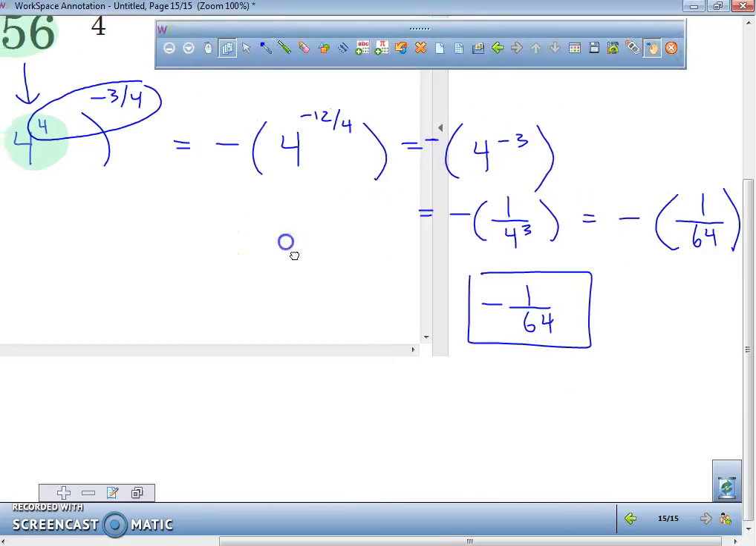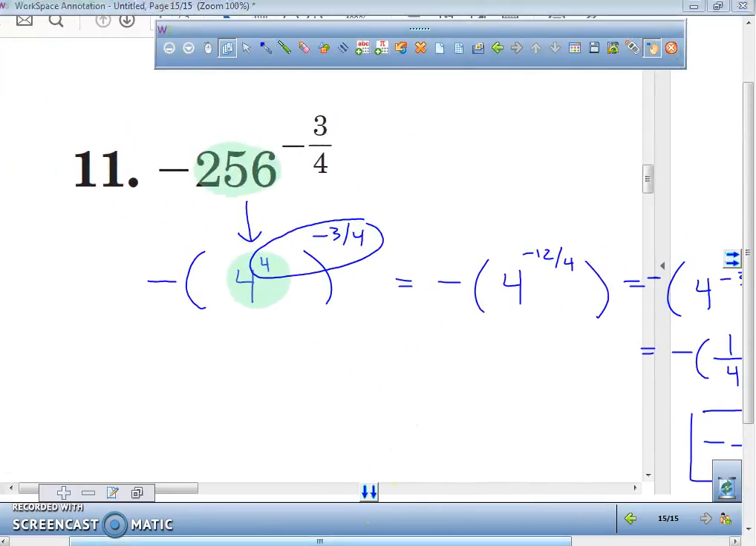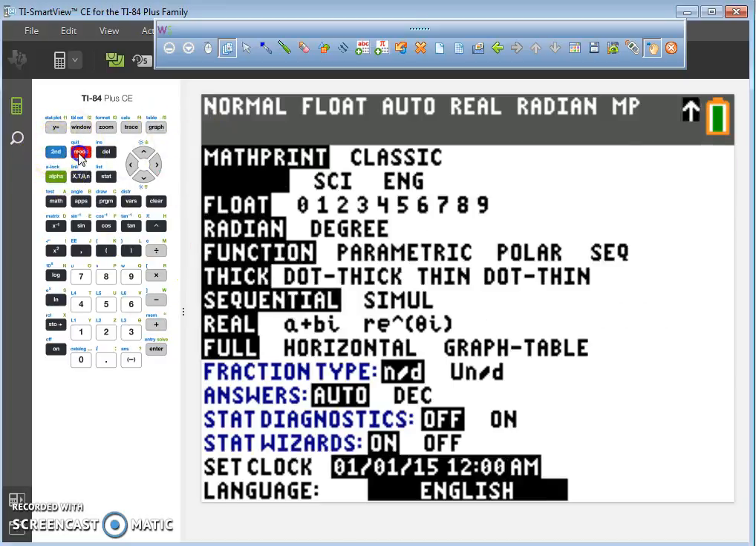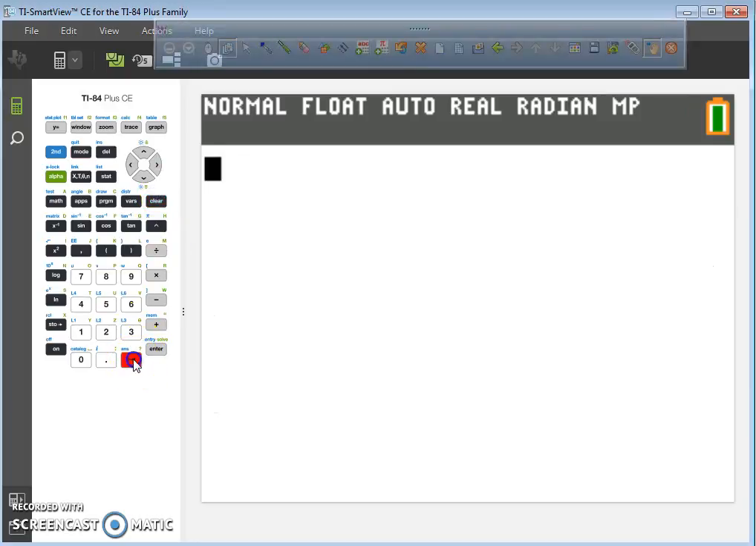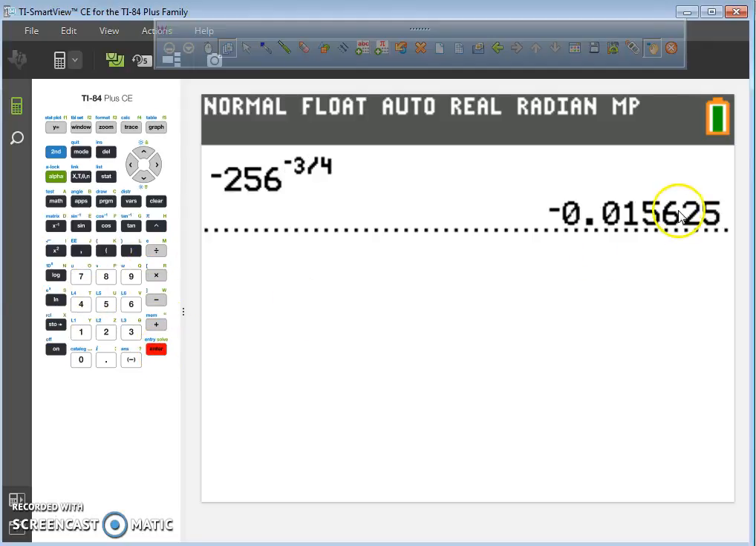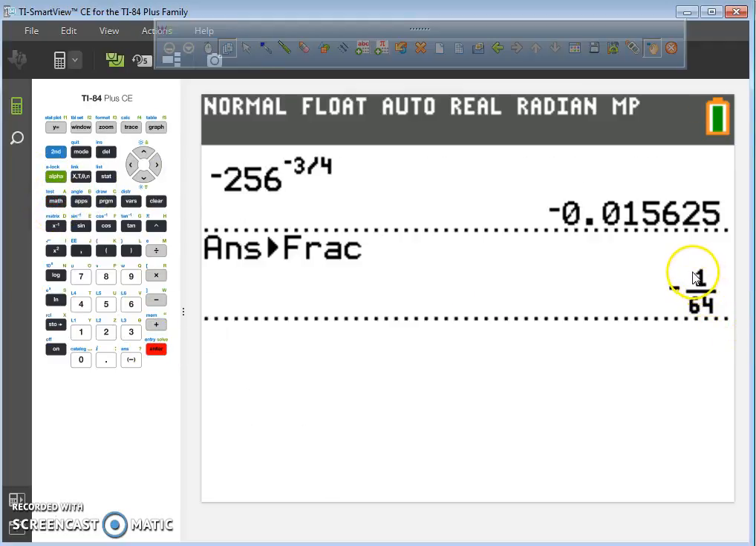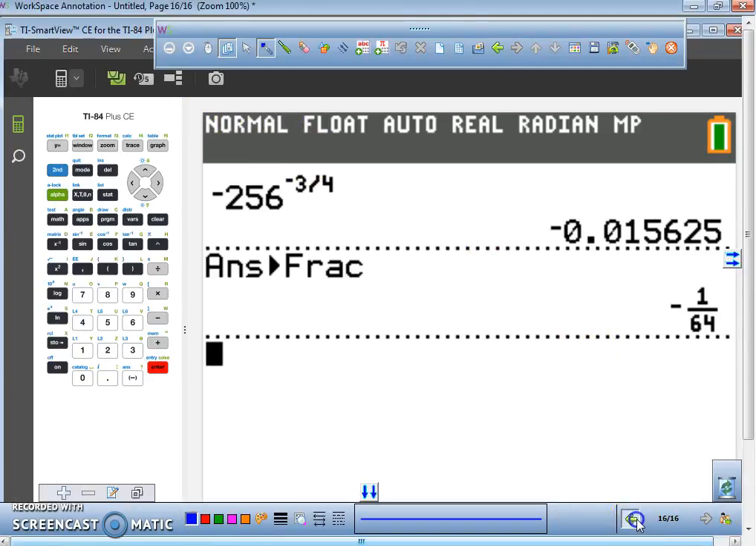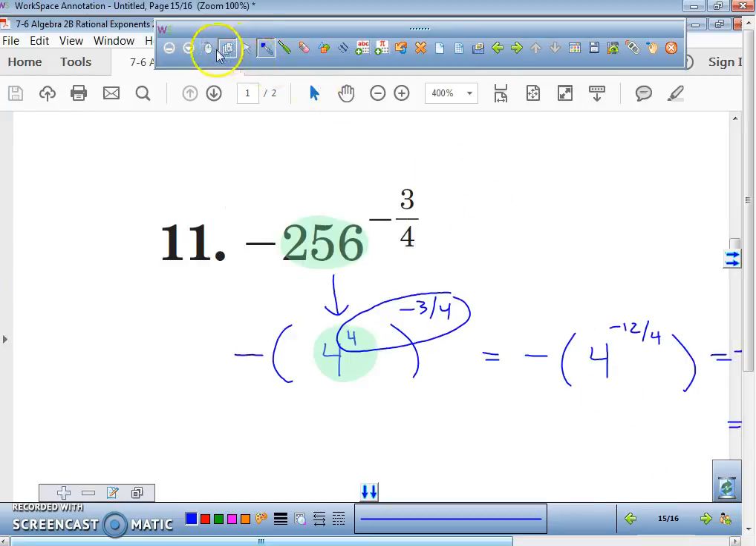However, if we were to use the calculator, I'm going to clear, not graph anything, so second, quit, clear everything out. I'm going to go negative 256. I'm going to raise that to the power of negative 3 divided by 4 and press enter. And you get that. Then you hit the math button and press enter twice. And you get what? Negative 1 over 64. But you guys realize that there are tests out there where you're not allowed to use a calculator. Okay? So you can use the calculator to check your work, but you can't use the calculator to do your work. You have to show all your work.